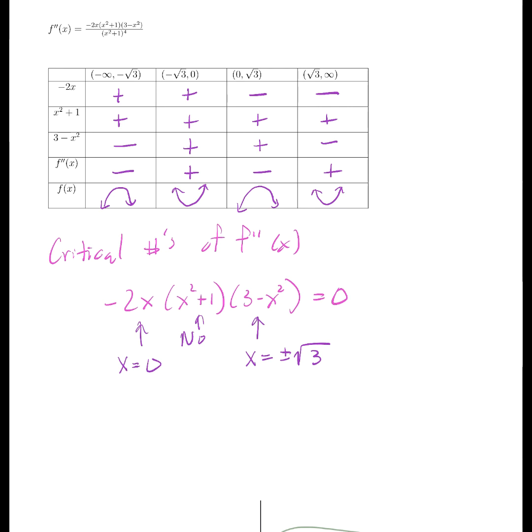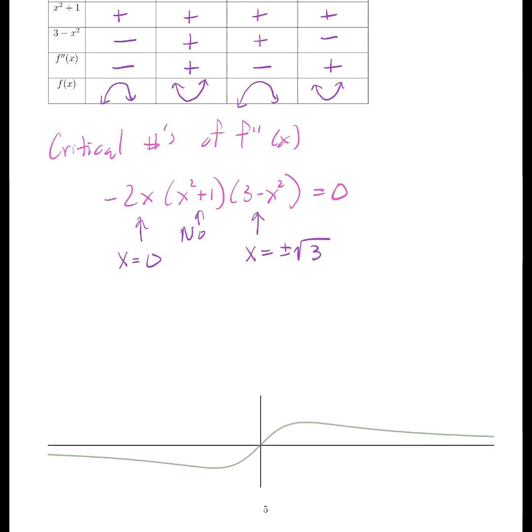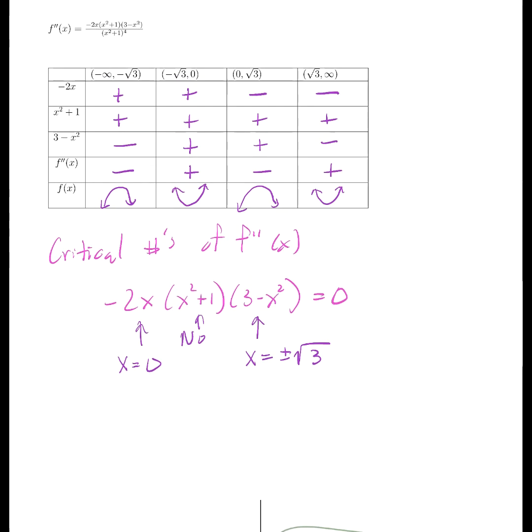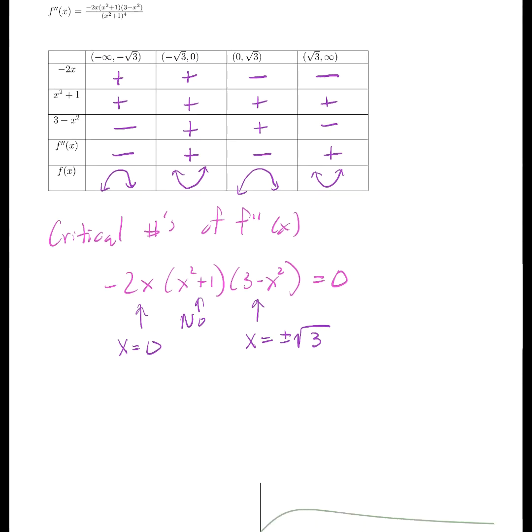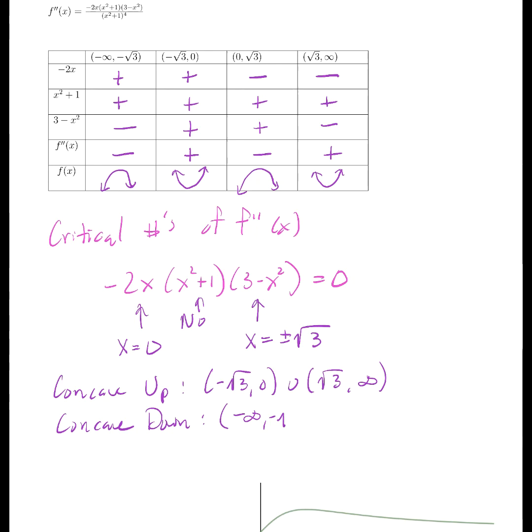So what does this tell us? It tells us that our function changes concavity 1, 2, 3 times. So we get concave up on the interval from negative square root of 3 to 0, union square root of 3 to infinity. We get concave down negative infinity to negative square root of 3, union 0 to square root of 3.